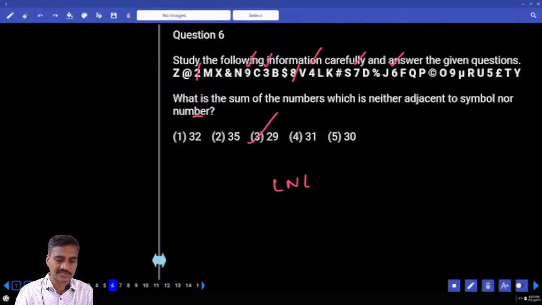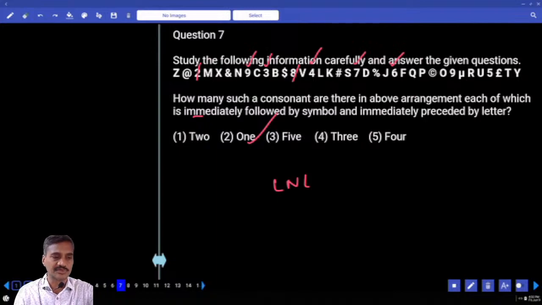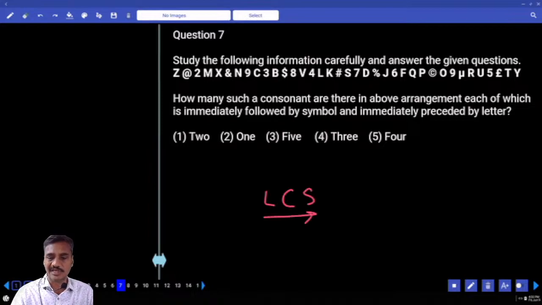The next one, 7th one. Now in this question number 7, how many such consonants are there, each of which is immediately followed by symbol and immediately preceded by letter? And it's letter, consonant and a symbol. Letter, consonant and a symbol. Now this letter, consonant and a symbol, isn't it? Letter, consonant and a symbol.